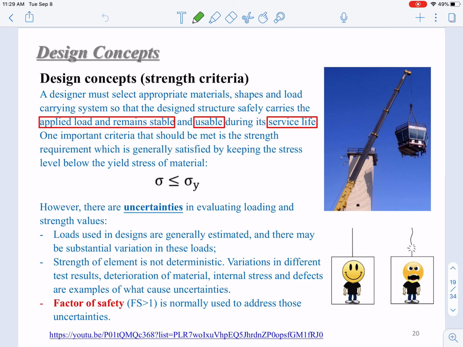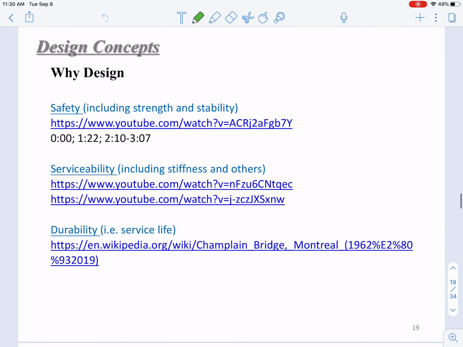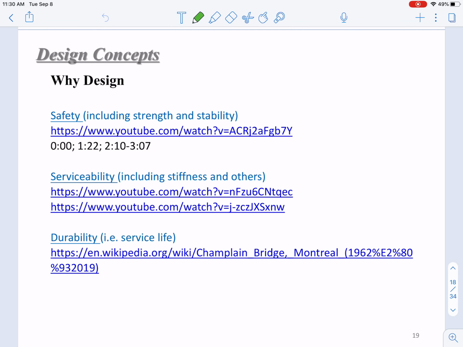Okay, so you can see that I highlighted 3 items. The first thing can be called safety, and the second, usable, can be called usability, and the service life can be called durability. Okay, we mentioned these 3 targets of design in lecture 1. Right? So they are safety, serviceability or usability, and durability.